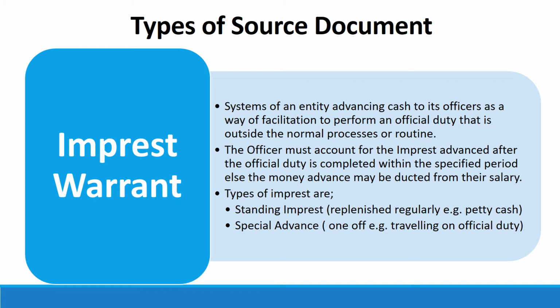There are two types of imprest, that is, a standing imprest and a special advance. A standing imprest is an imprest that is replenished on a regular basis, such as a petty cash imprest that is replenished on a monthly basis. A special advance imprest is a one-off imprest, such as traveling and subsistence imprest while traveling on official duty.